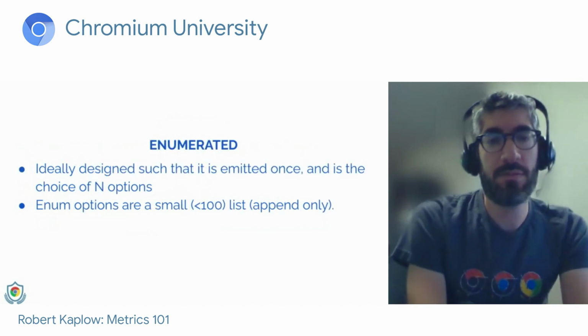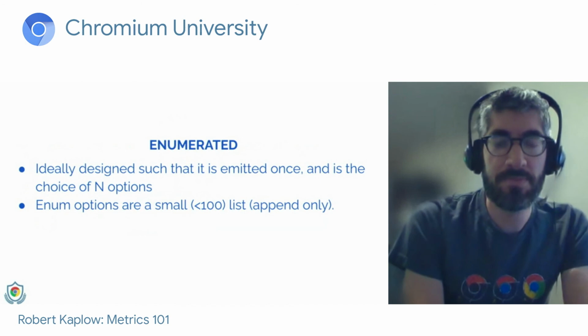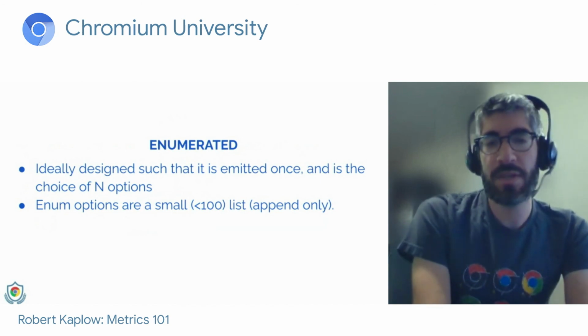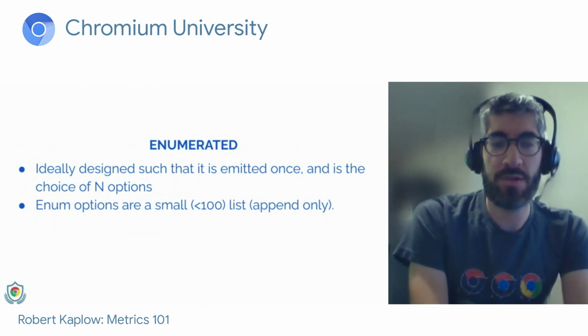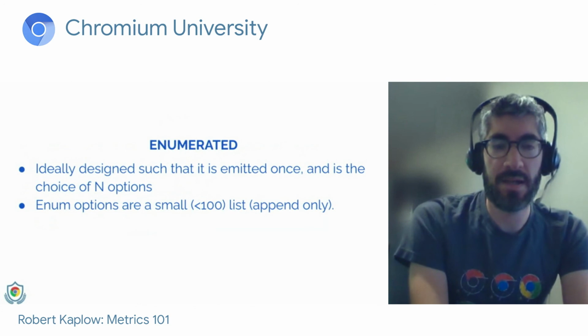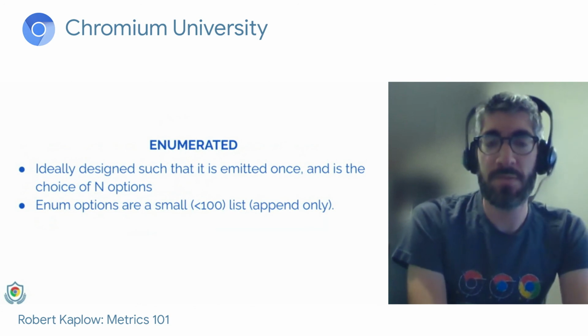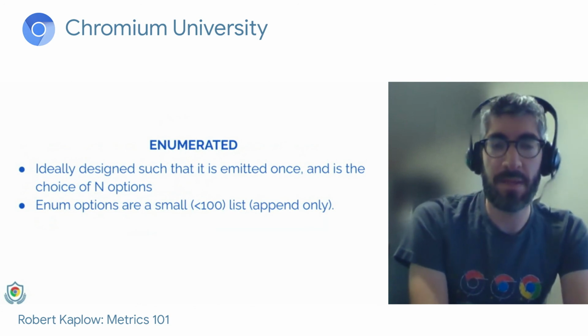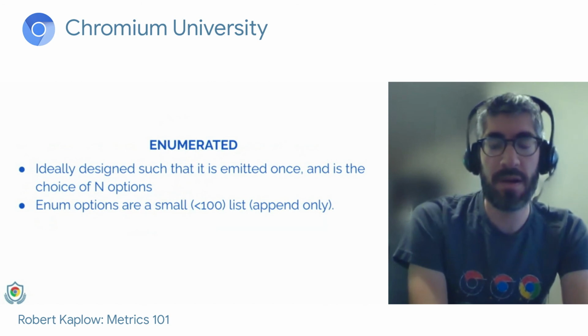Next, I want to talk a little bit more about the details of enumerated histograms. Let me just give a more practical example. Imagine you're trying to understand how people open new tabs. You can create a histogram called tab.newTab, where each bucket relates to how the tab was opened. For example, the first bucket may be pressing the plus button on the toolbar. The next might be opening it from the menu, etc.